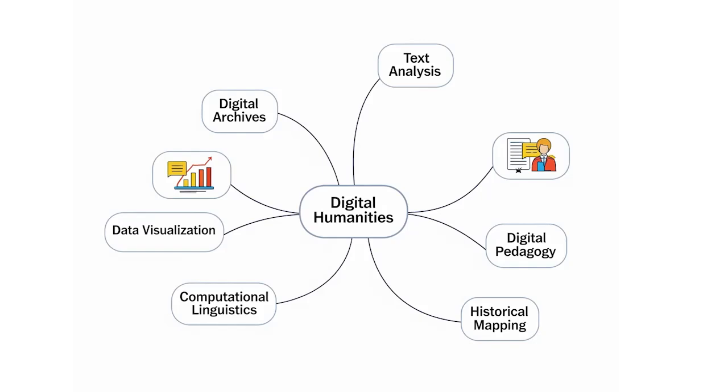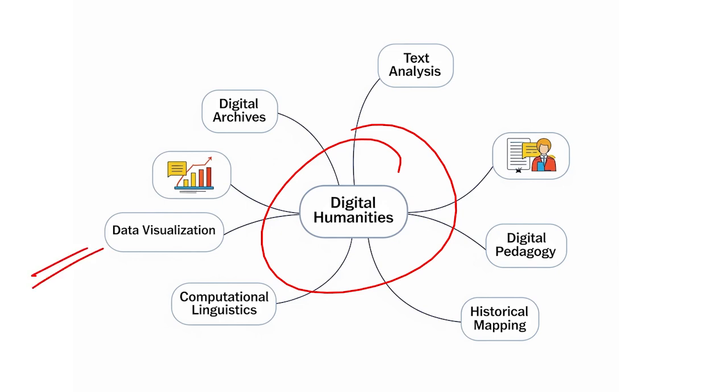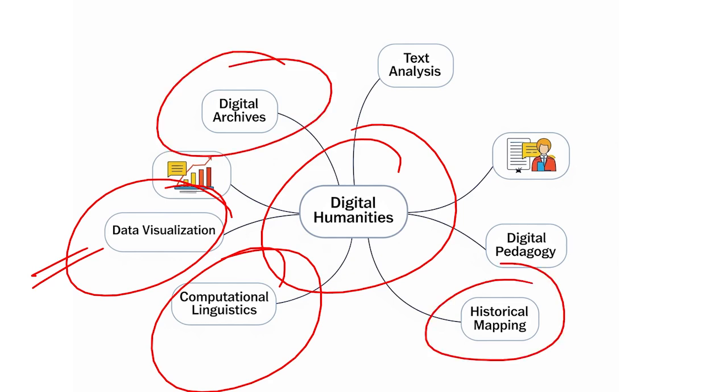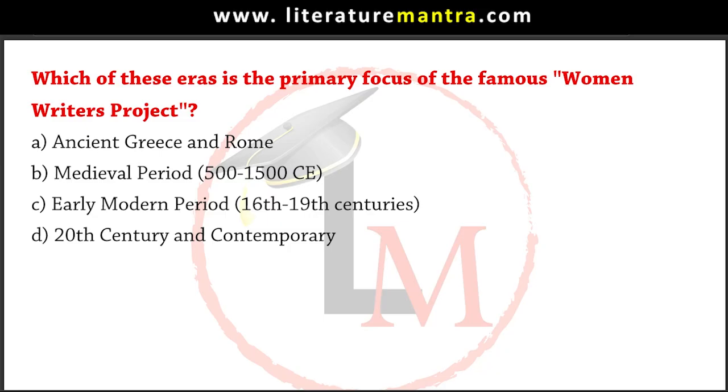Now in this video I'll discuss digital humanities. Now digital humanities is particularly useful for research purposes. So how digital humanities can be useful for English literature, especially if you are an aspirant of UGC NET English. So digital humanities can help us in data visualization, computational linguistics, historical mapping also, creating digital archives of rare manuscripts, and also text analysis.